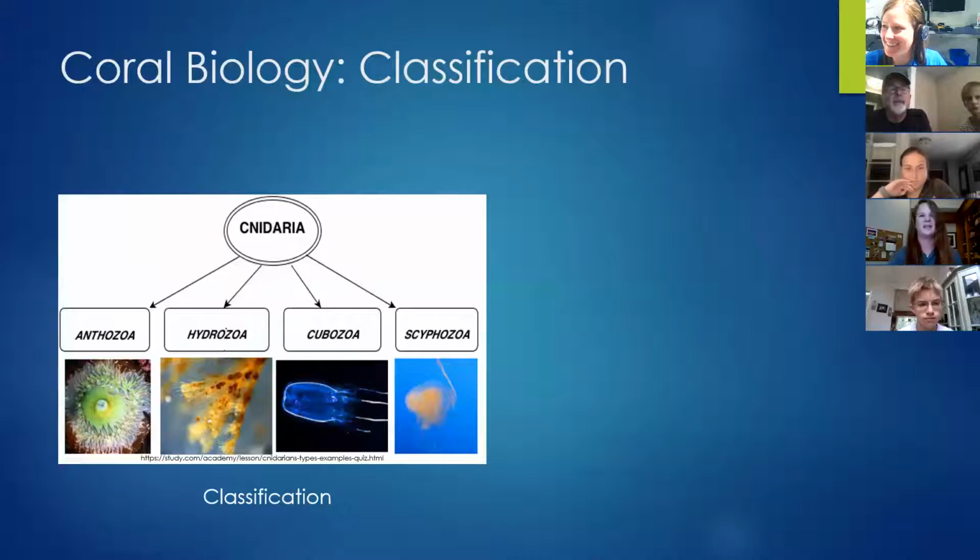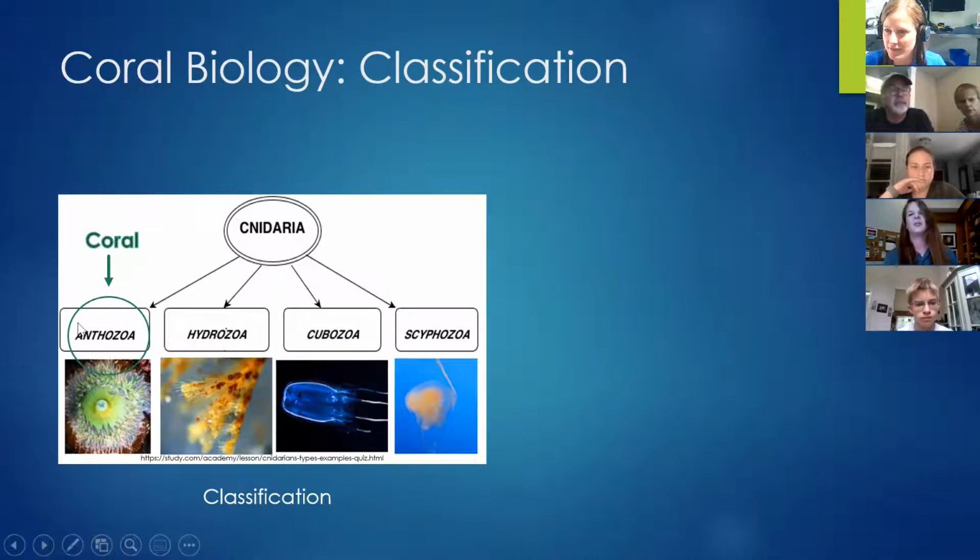So coral is part of a group of animals called Cnidaria. The C is silent. And think of your jellyfish, your anemones, your box jellies, all the things that can sting you. So corals are stinging animals. And they are related to anemones. So they're in this little group called Anthozoa with anemones, which is what's pictured here.